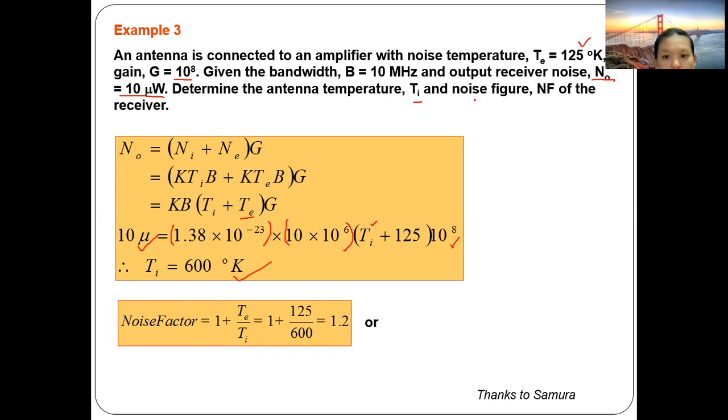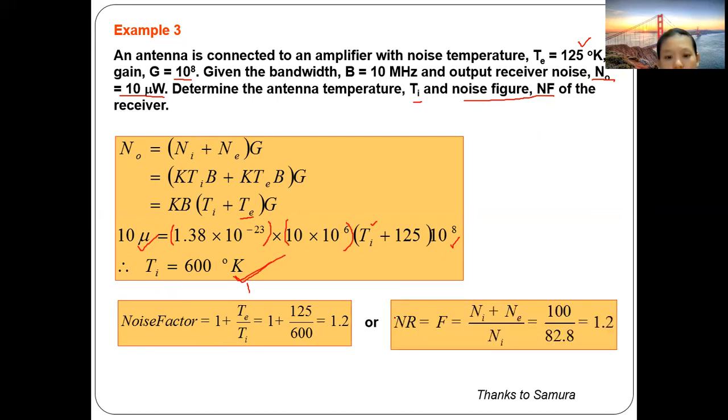Then we find our noise factor or noise figure. To find our noise figure, we need to find our noise factor first, then we can convert it into dB as the noise figure. So noise factor is equal to 1 plus Te divided by TI. So equal to 1 plus 125 Kelvin of our Te divided by our TI that we just found, 600. We will have a noise factor of 1.2.